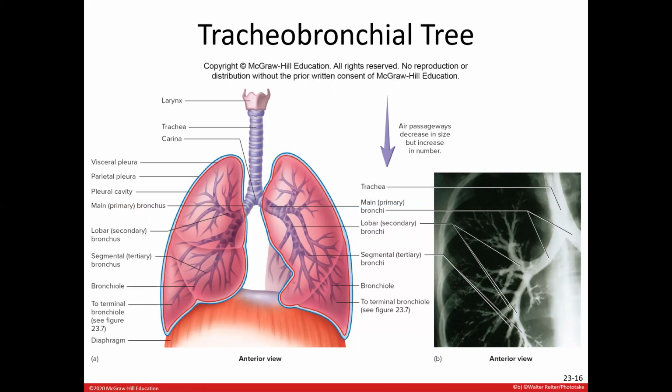So again, we're having branches coming off of branches coming off of branches. While confusing, the idea behind this is to increase the amount of surface area across the lungs so we can have more surface area to diffuse oxygen across and carbon dioxide across.